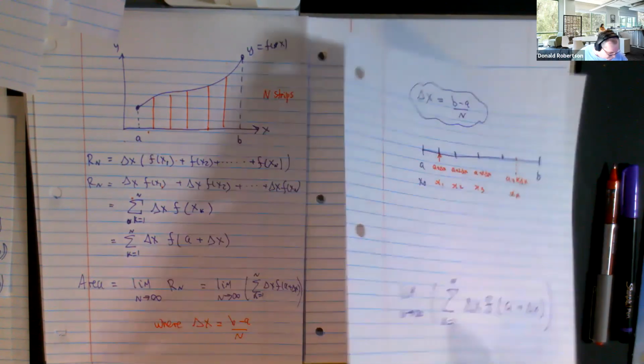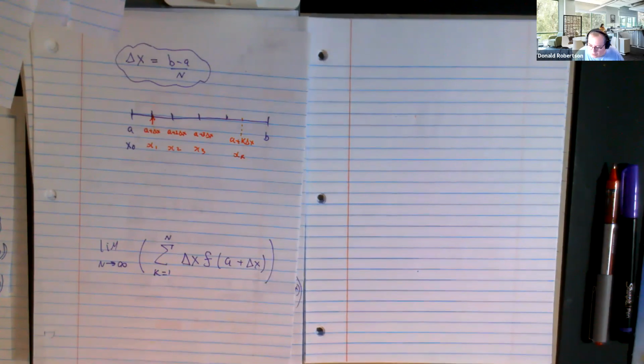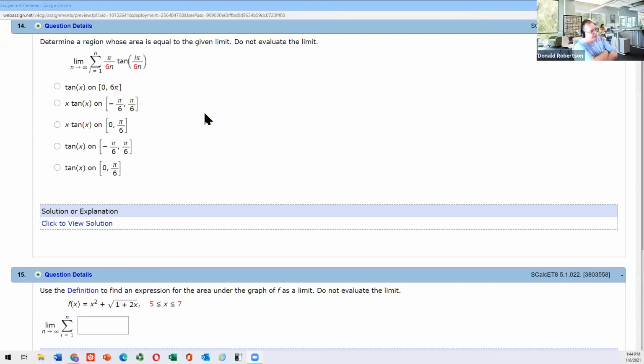So I'm now going to go and look at some of these homework questions, which are based on what we've just been doing. Okay. If you look at the top of question 14, right, this guy up here, they're called Riemann sums if you want a name for that thing.